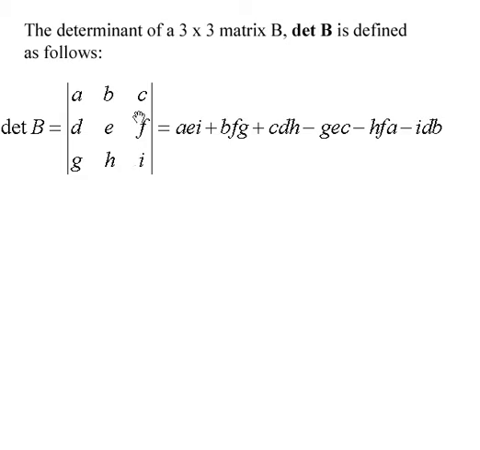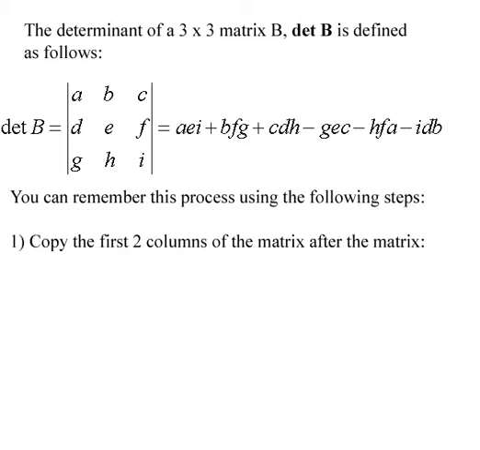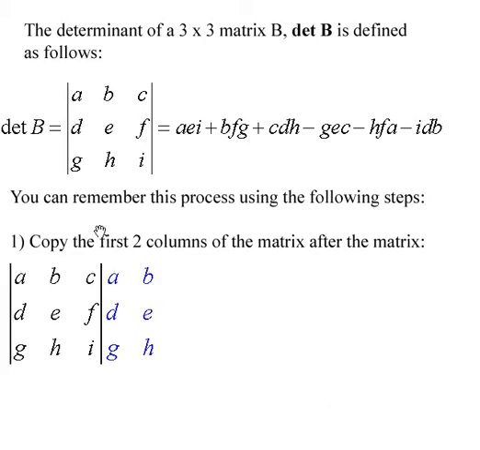Now, as you look at this, you say, well, where are the rest of them that go down from left to right? Well, let's make this a two-step process here. And then we will find some diagonals containing 3 going down from left to right. So what we want to do is take this 3 by 3 matrix and copy over the first 2 columns in the matrix again after the matrix.